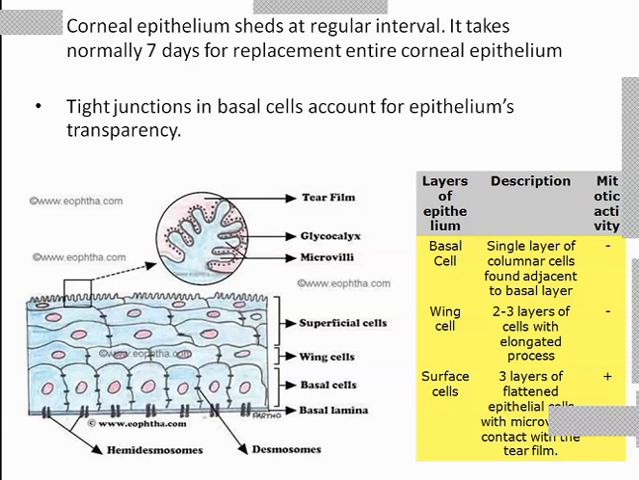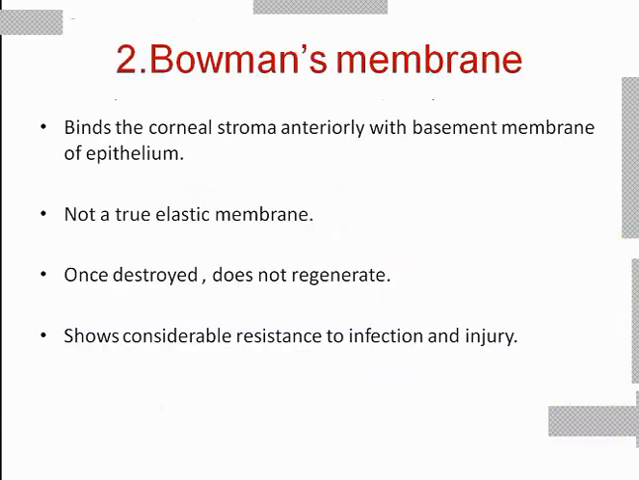So basal cells, wing cells, surface cells, I don't think we need to consider too much, we can read it up in the books. What is Bowman's membrane? Bowman's membrane is a very important structure, you have to remember. It binds the corneal stroma anteriorly with the basement membrane of the epithelium. So this basement membrane, you can see the proliferating cells. When you see the proliferating cells just after the basement membrane, you can see that it is a proliferating structure of the epithelium.